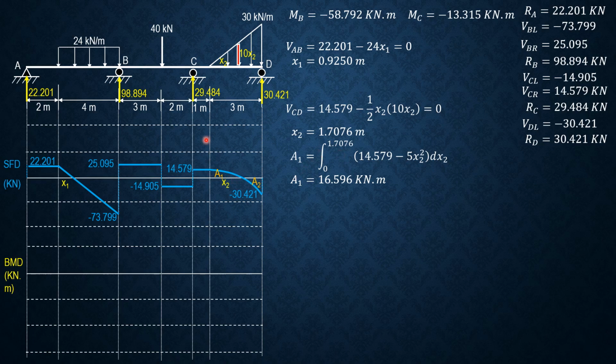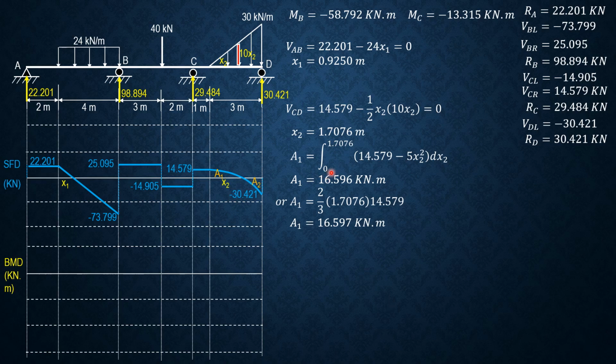The other way, because it begins with zero load or zero tangent, horizontal tangent here. So this is a parabola, area 1. Area of parabola is 2/3 x2 times height, 14.579. So area 1 is 2/3 of x2, 1.7076, times height, 14.579. So area 1 is also 16.597. The very small discrepancy of 0.001 is due to rounding off. So we'll just accept 16.596.